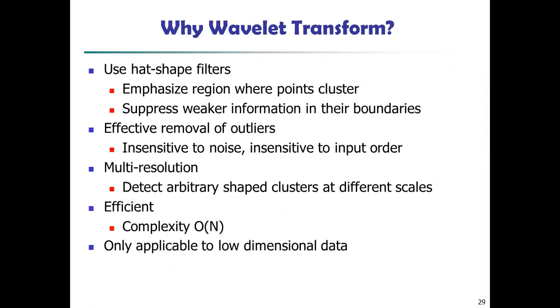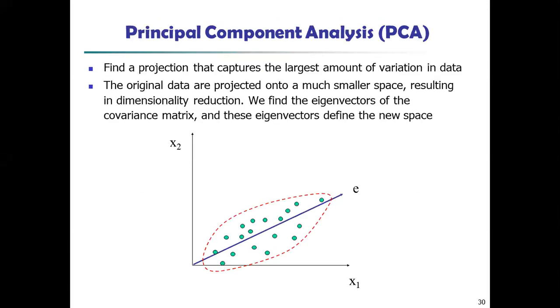So in wavelet transform, why we have to use the hat shape filters. You have to use it here to emphasize the region where the points cluster, suppress the weaker information at their boundaries, and effectively remove outliers. It is insensitive to noise, insensitive to input order, multi-resolution, efficient, and only applicable to low dimensional data. So all the wavelet transforms we have to represent here. Easily you can understand the wavelet transform can be applied to multi-dimensional data, like we have to represent it in data cubes. Okay, clear?